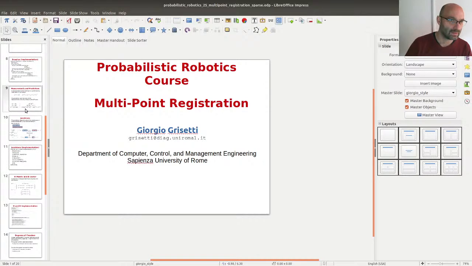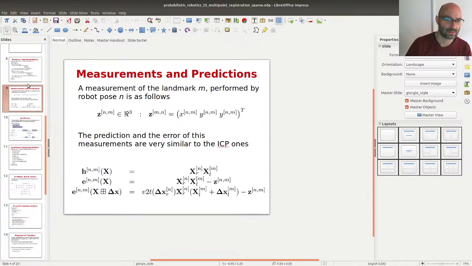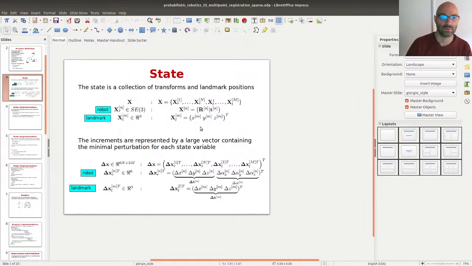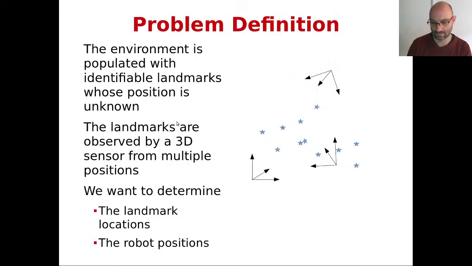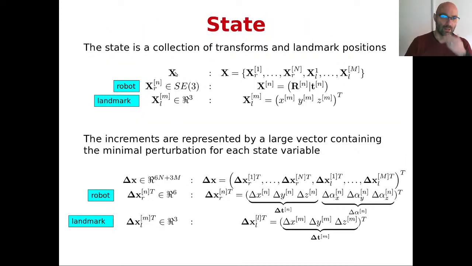The state is this. It consists of a collection of robot positions and a collection of landmark positions, where the robots are SE3 objects and the landmarks are 3D points. Having defined the state in this way, we could define the perturbation vector as a vector consisting of 6n, n being the number of robot positions, plus 3m, m being the number of landmarks, variables. And each of these blocks has the dimension of the perturbation of the corresponding variable.